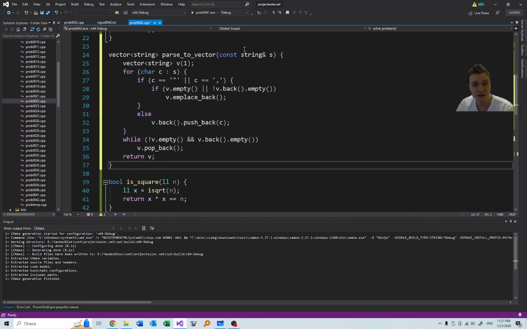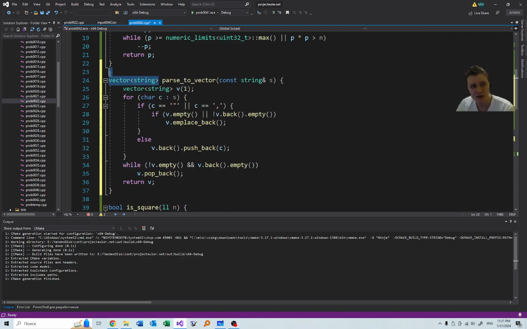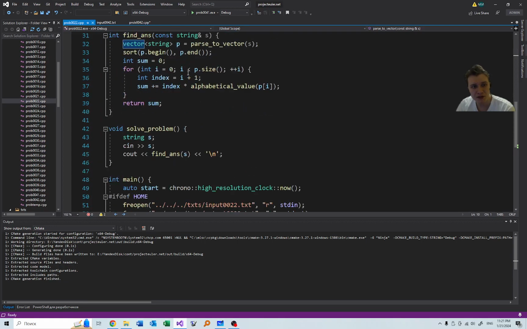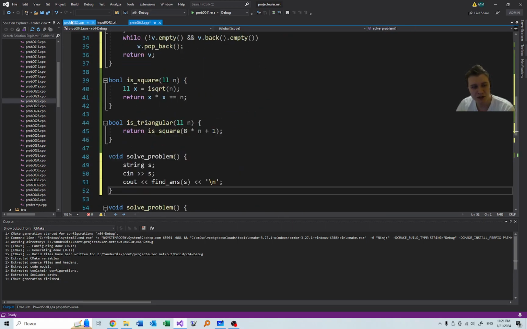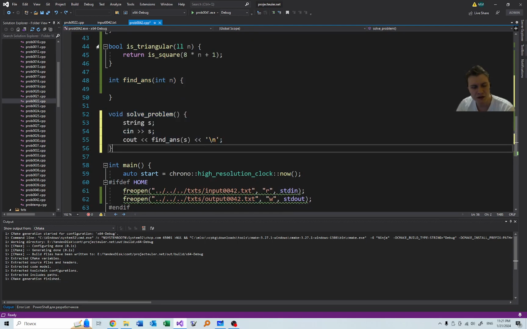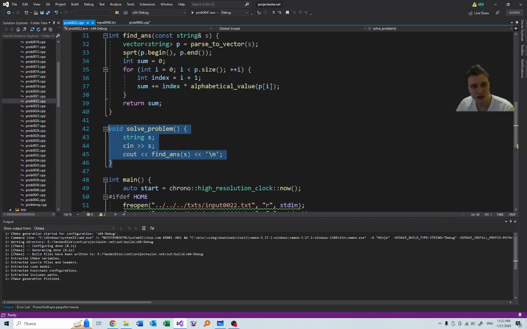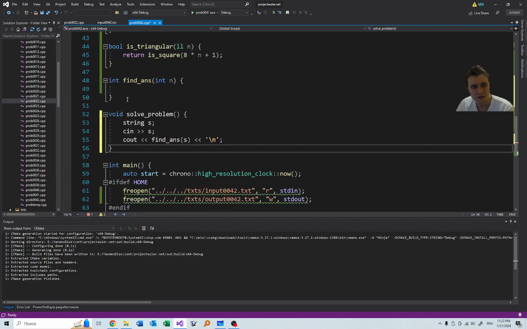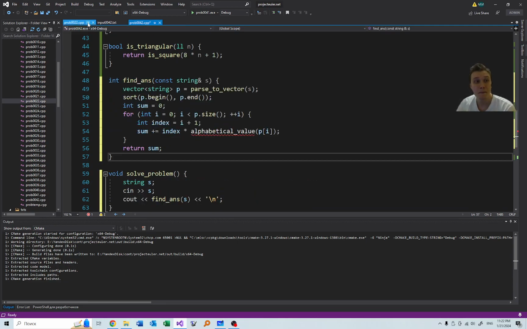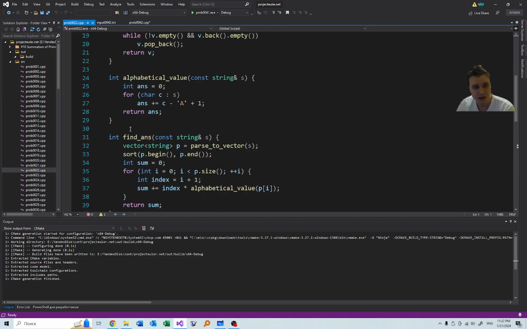It simply takes this string of all words and it converts it into a vector. And we also need, well, we need this part, and this part, and this part. Okay, let's go on. We also need an alphabetical value, so this is handy.